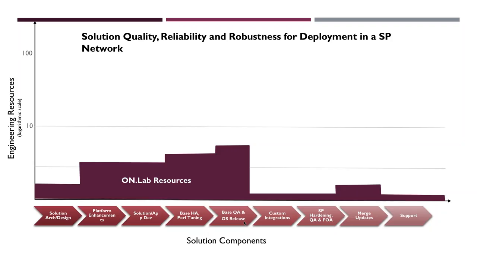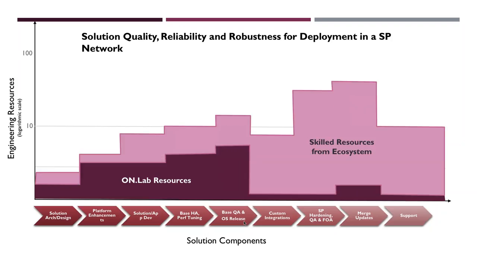Then as soon as the open source software is released, you go into a support mode, and that's where the resources from the ecosystem start taking leadership. The gap you see between the 80-odd resources required and the 2 or 3 ON.Lab resources we can devote to that problem is a resource gap. And this is the reason why the programs we are running, and the development of collaborators and the ecosystem, are important, because this is a gap we need to fill.